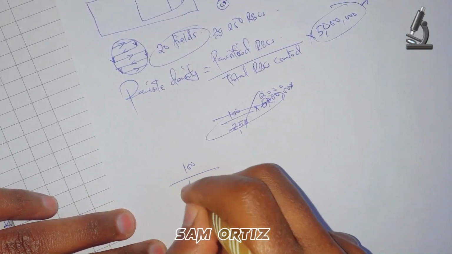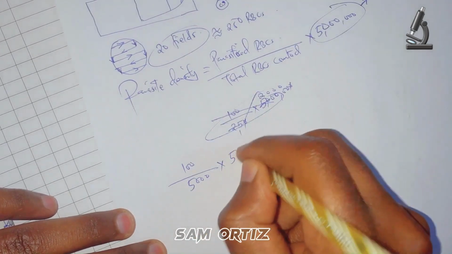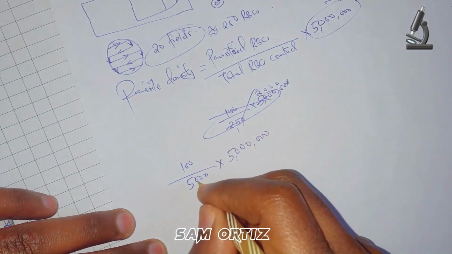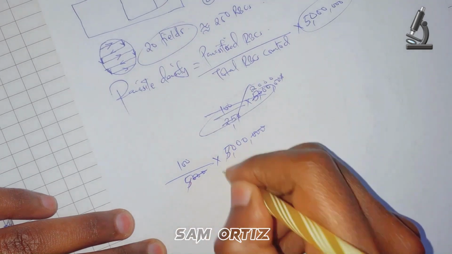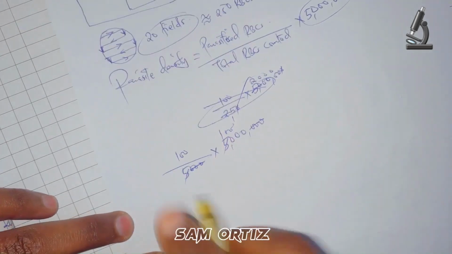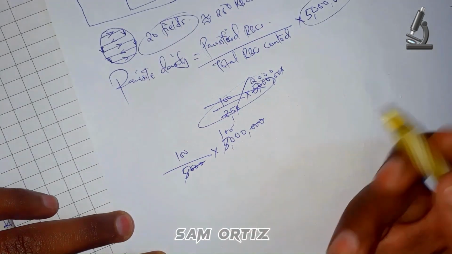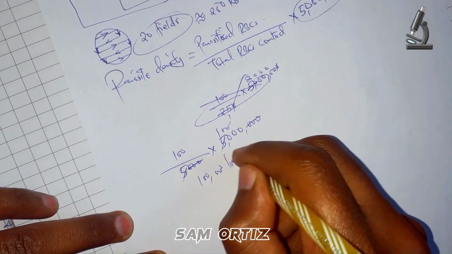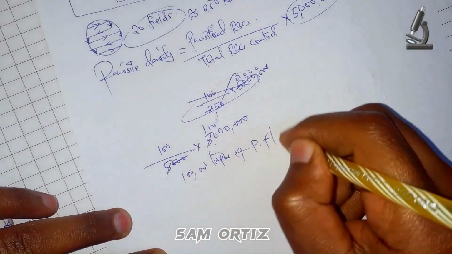Now, let's assume you counted 100 parasitized RBCs over total RBCs 5,000 times 5 million. When you divide and multiply, you'll have 100,000. So this 100,000 will be our malaria parasites. So you report it as 100,000 trophozoites of Plasmodium falciparum per microliter of blood.